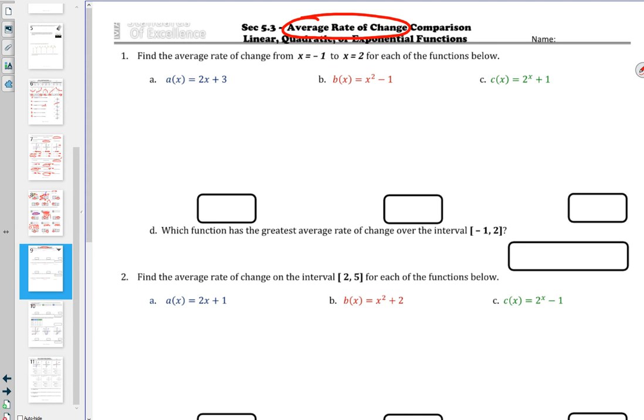What's another word for that? Slope. Average rate of change is slope. So in order to be able to do this, we need to remember the slope formula. So let me write that somewhere here on the board. m is equal to y1 minus y2 over x1 minus x2. Whoa, Mr. Romero, I learned it backwards. It was y2 minus y1 and x2 minus x1. It's the same thing.